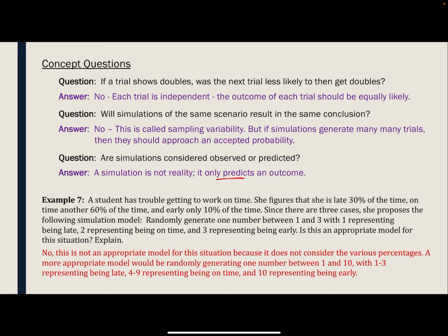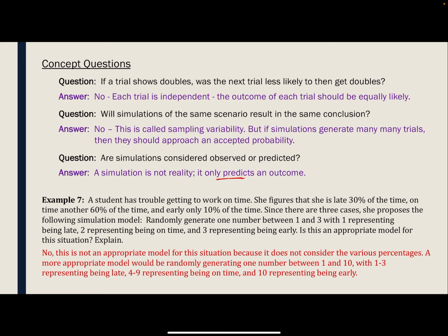Example 7 here is kind of another concept question. It's just a concept example. So it says, a student has trouble getting to work on time. She figures that she's late 30% of the time, on time another 60% of the time, and early only 10% of the time. Since there are 3 cases, she proposes the following simulation model. Randomly generate one number between 1 and 3, with 1 representing being late, 2 representing being on time, and 3 representing being early. Is this an appropriate model for this situation? The answer to that is no.